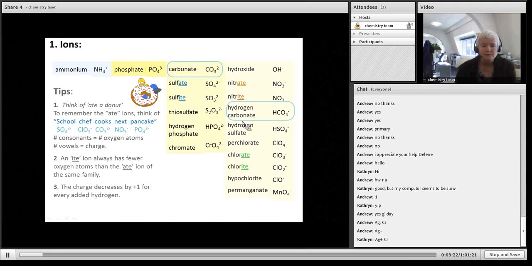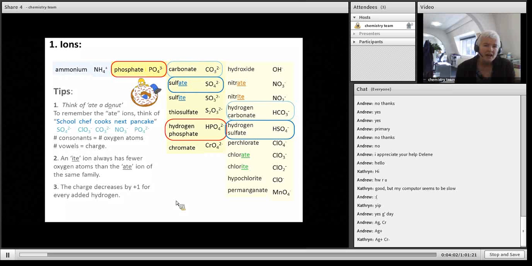What I've also highlighted here is point number 3. If you add a hydrogen to an ion, the charge decreases by 1. So if you've got carbonate, CO3 2-, then hydrogen carbonate has one less negative charge because you've added a +1. So it's HCO3-. So you've got your sulfate, hydrogen sulfate, phosphate, hydrogen phosphate. If you know carbonate, sulfate, phosphate, you should be able to work out the others: hydrogen phosphate, hydrogen sulfate, hydrogen carbonate.